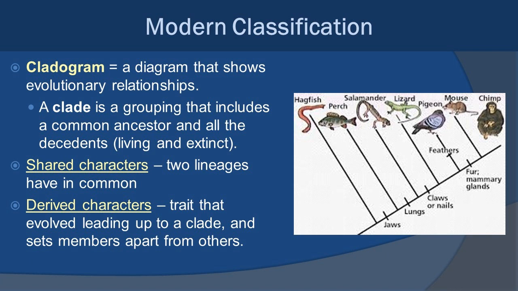So hagfish had shared characteristics of the fact that they really didn't have jaws, and everything before them didn't really have jaws. After that, there were derived characteristics of a jaw. That means all of the other groups beyond that split had evolved and developed jaws. Along the way, you can see labeled out where lungs came into play, where claws and nails came into play, feathers, furs, things like that. So that's the difference between shared characteristics and derived characteristics as you move forward in the evolutionary connections.